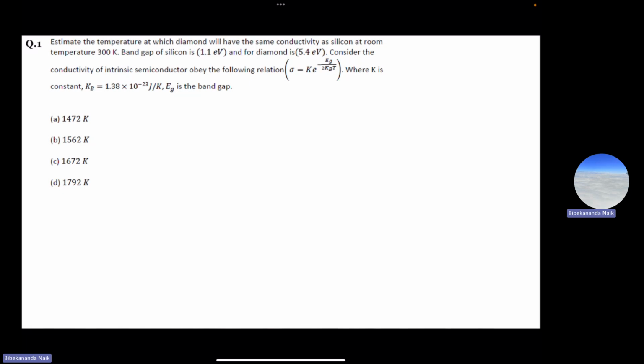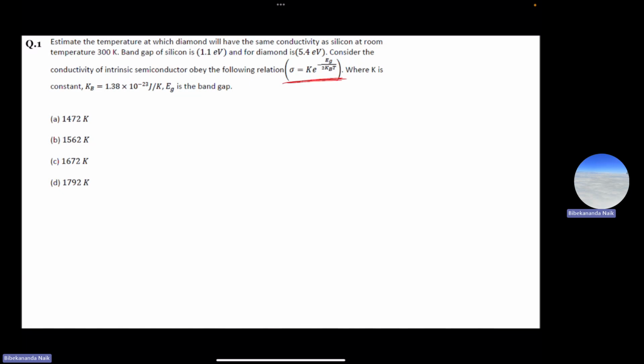So we need to estimate the temperature at which both diamond and silicon will have the same conductivity. The conductivity that silicon has at room temperature, if diamond has to match that conductivity, then what should be the temperature so that the conductivity of diamond will be the same as the conductivity of silicon at room temperature.